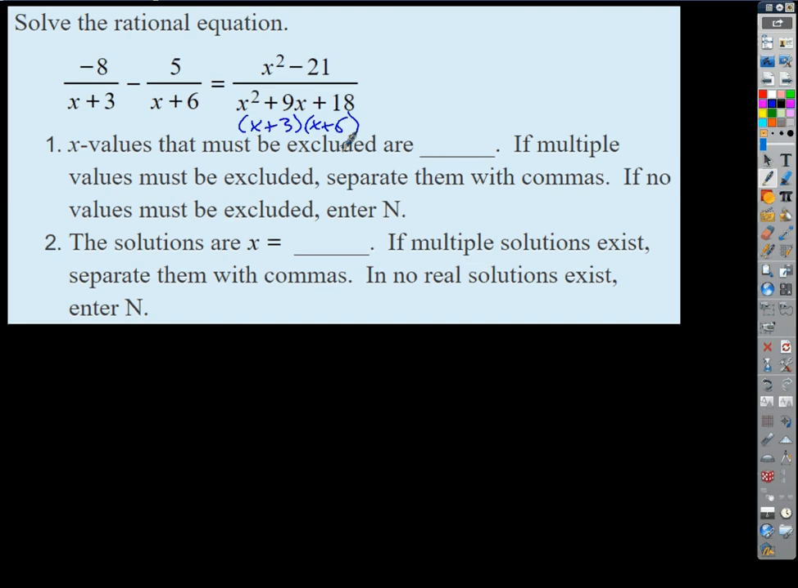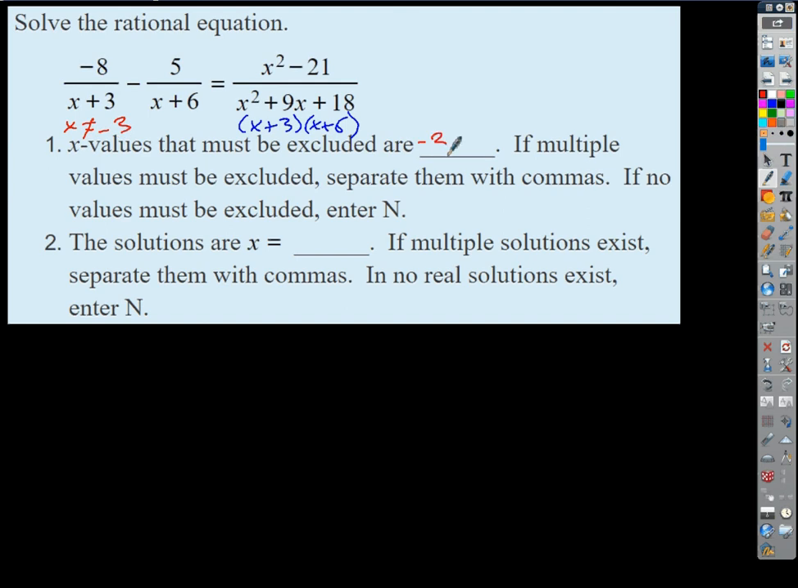Well, notice that those two factors are the same factors that show up in the denominators of the other fractions, right? So I could even answer this first question right now if I want to. I don't have to wait until the end. If I look at these fractions, Kaylin, what's going to be the value that x cannot be so the bottom is not 0? What value would make that denominator 0? Negative 3. So x cannot equal negative 3 because it makes that one 0, right?